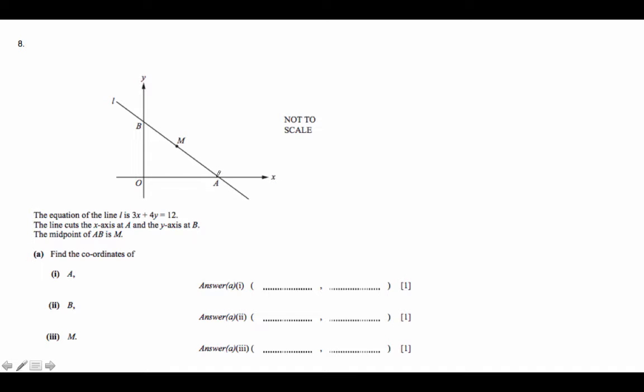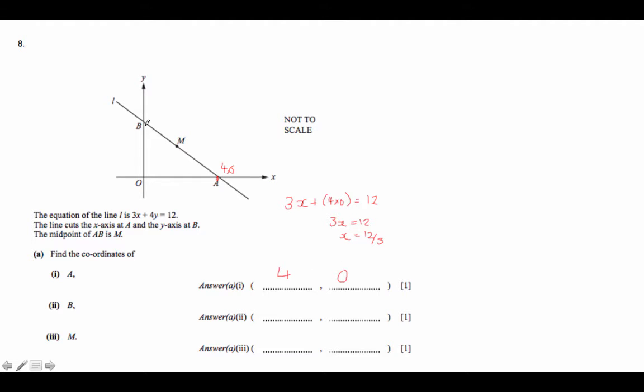Well, the coordinates of A are going to be at the point where y equals 0, because on the x-axis y is 0. So if we go 3x plus 4 lots of 0 equals 12, well 4 lots of 0 is just 0, so 3x equals 12, so x is going to be 12 divided by 3, which is 4. So I know that I'm 4 across, and because it's intercepting the x-axis, the y value is 0, so A is at (4, 0).